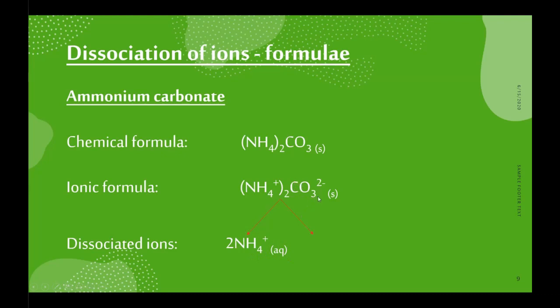We've only got 1 carbonate ion in our formula there, so we just simply write this out as CO3 2-. That's the 1 carbonate ion there. And again, we're going to change this to an aq to show that this is now separate and dissolved in solution.